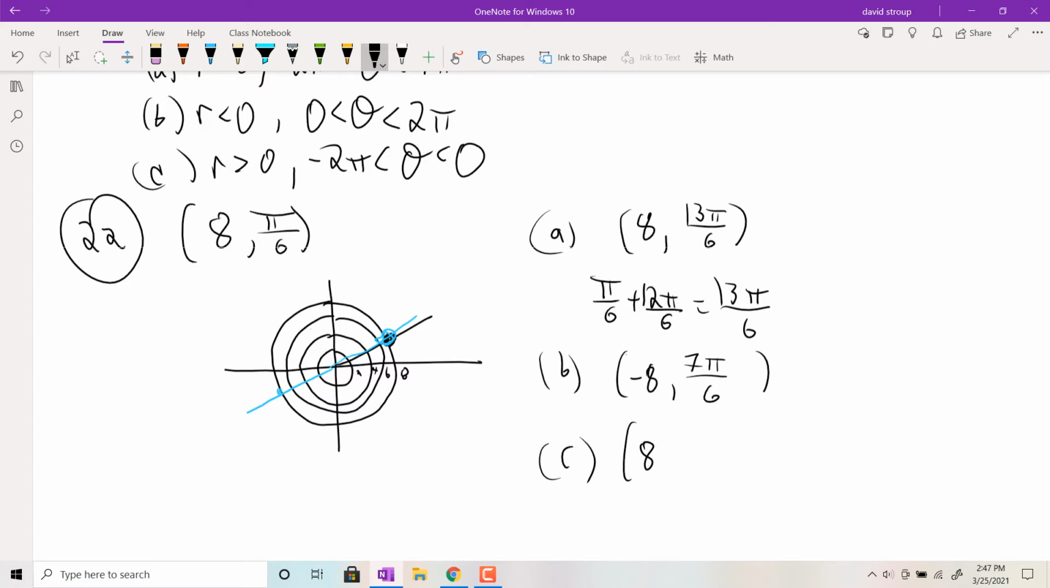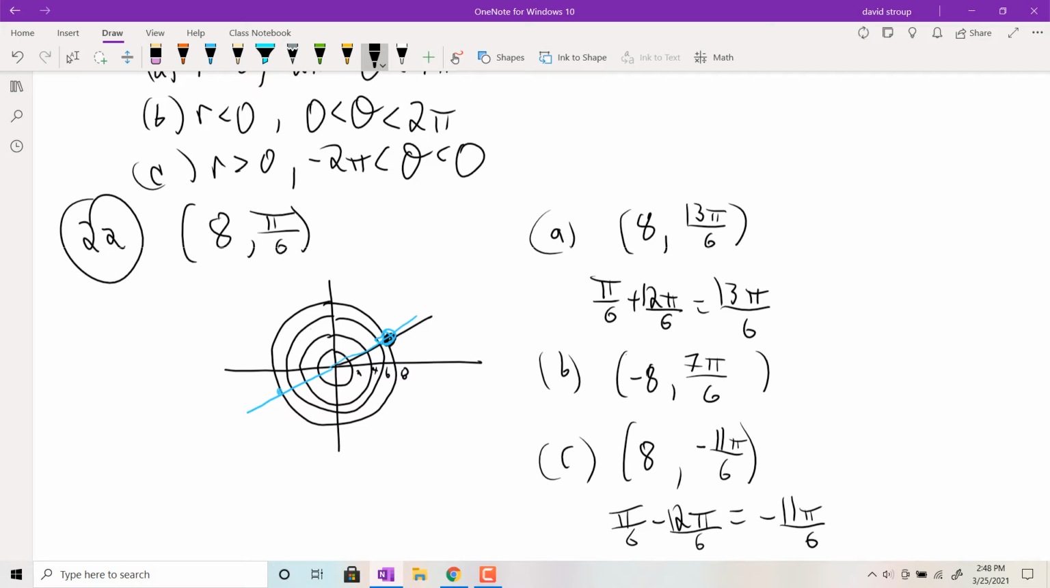Thirdly, then, they want a positive r, so 8, and then in between negative 2 pi and 0. So I'm going to have to rotate in this other direction by 2 pi. I'm going to go pi over 6 minus 2 pi. Okay, so that would be 12 pi over 6, so negative 11 pi over 6. And that will be greater than negative 2 pi. Negative 2 pi is literally negative 12 pi over 6, so that's greater than that. And then that's definitely less than 0. Okay, so negative 11 pi over 6.